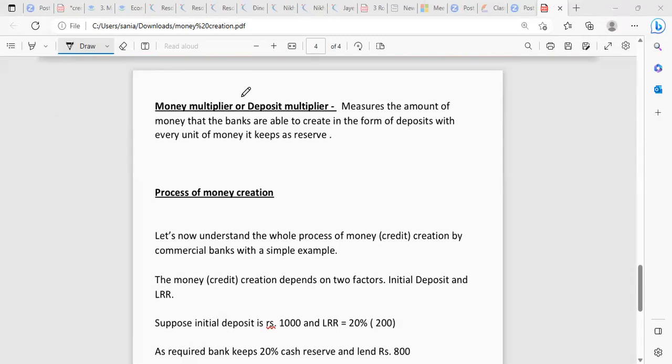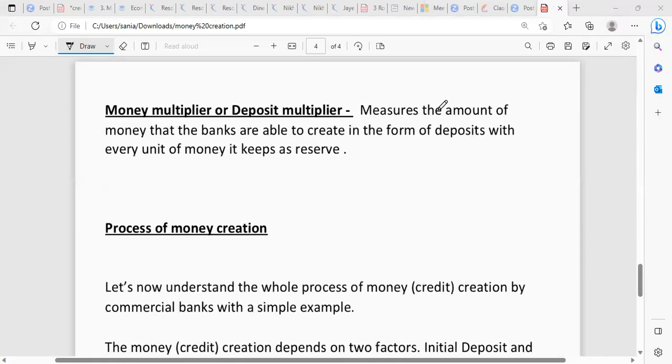So what is this? Money multiplier basically measures the amount of money that the banks are able to create in the form of deposit, with every unit of money it keeps as a reserve. So money multiplier is the only magic masala that tells you how much money banks have created, and from where, in the form of deposit. And whatever they are getting, they are keeping it with the bank as well, with the central bank. So this is the money multiplier which tells you everything.